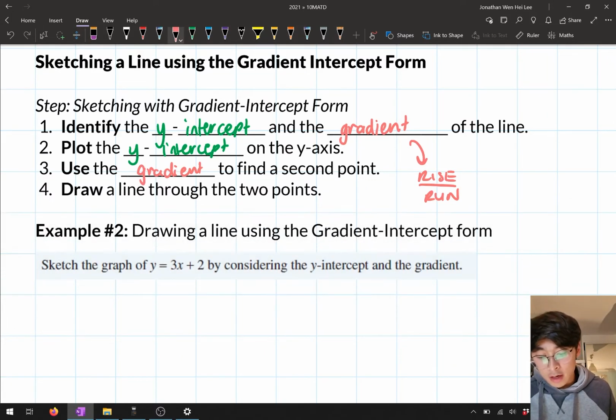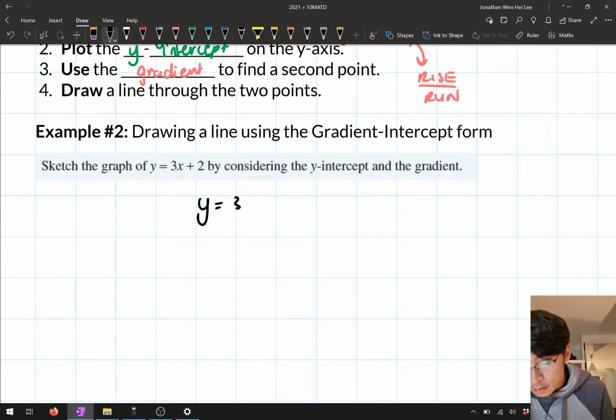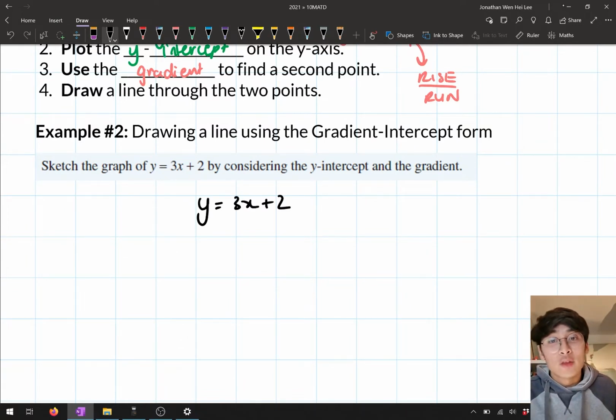This is example 2, drawing a line using the gradient-intercept form. So we want to sketch the following graph: y is equal to 3x plus 2. First step, let's identify the gradient and the y-intercept.